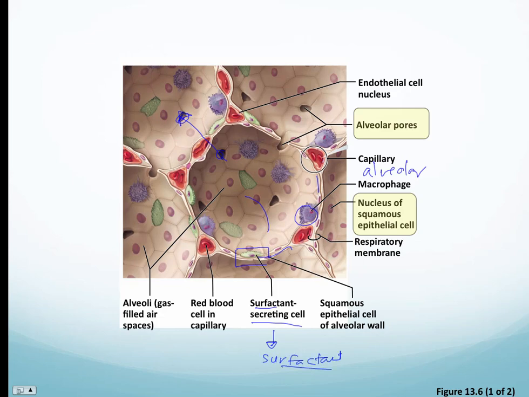And why is surfactant important? Well, this is going to create a secretion comprised of lipids and proteins that are going to be necessary for reducing surface tension at these alveoli, and it also assists in preventing the alveoli from collapsing.